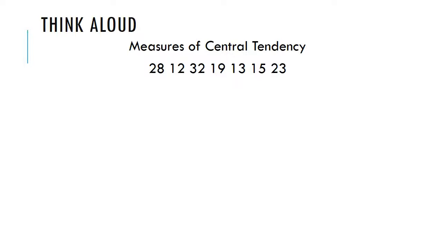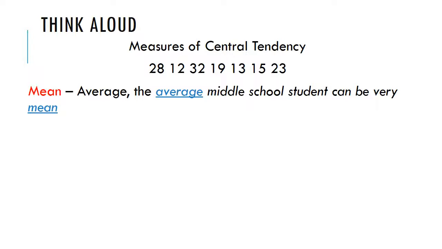First, we're going to start with the mean. Mean is average. The definition of mean is average. And one way you can remember this is a little saying I have: the average middle school student can be very mean. So it has the word average and it has the word mean in there. So you know that the definition for a mathematical mean is the average.